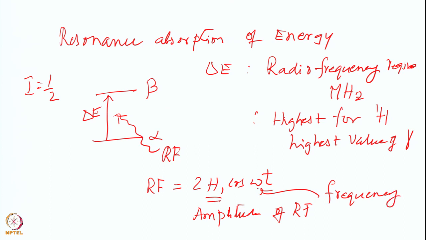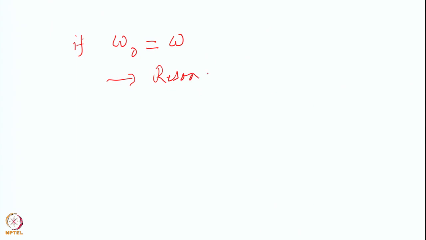So if this RF energy matches this energy separation delta E, then there will be maximum absorption. If omega is equal to omega naught, where omega naught was the frequency corresponding to the energy difference between the two states, and omega is the RF frequency. If omega naught is equal to omega, this is called the resonance condition. So this is nuclear magnetic resonance.